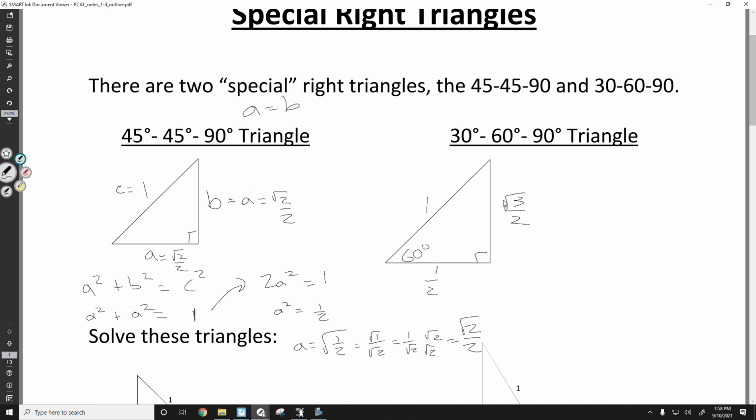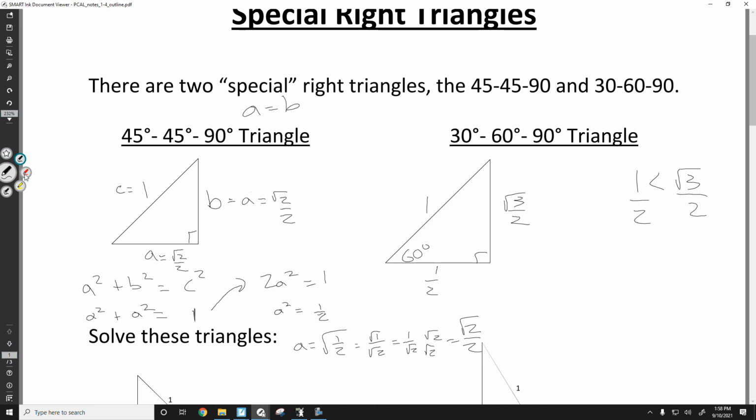What's bigger, √3/2 or 1/2? √3/2. Why? Because √3 is bigger than 1. Do you know what √3 is approximately, anybody? 1 point something is correct. 1.7. So if √3 is bigger than 1, then √3/2 is bigger than 1/2.